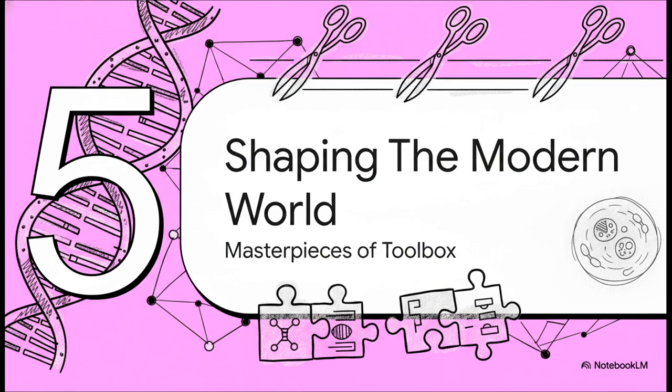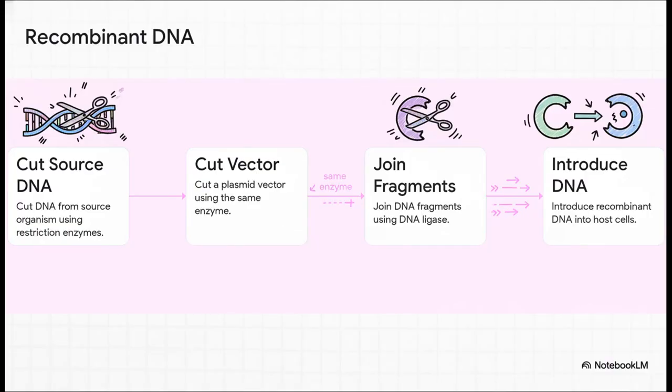Section 5, Shaping the Modern World, Masterpieces of the Toolbox. So, let's break down the fundamental recipe of recombinant DNA technology. It relies entirely on our molecular scissors, and it all happens in 4 pretty elegant steps. Step 1, you cut the DNA from a source organism using a specific restriction enzyme. Step 2, you take a delivery vehicle, usually this circular piece of DNA called a plasmid vector, and you cut it using that exact same enzyme. And because you use the same enzyme, you create perfectly matching sticky ends.